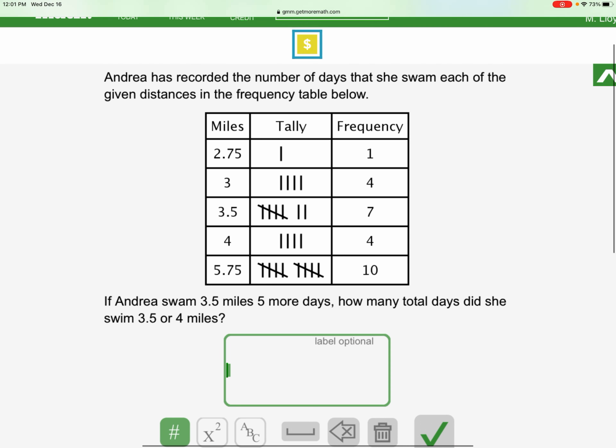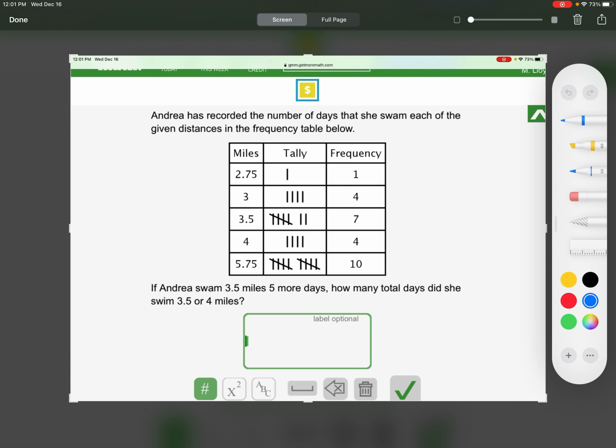I'm going to screenshot this and write on it like I did in class. The first thing that I notice is this person, Andrea, has recorded the number of days she swam in each of the given distances, right? So this is how far she swam. This is how many times she did each of the distances, and this is simply the numeric version of the tally. So if someone were to say how many times did Andrea swim 4 miles, well, 4 miles is right here, and it goes to show that she swam 4 miles 4 times. Don't be confused by the fact that those numbers are the same.